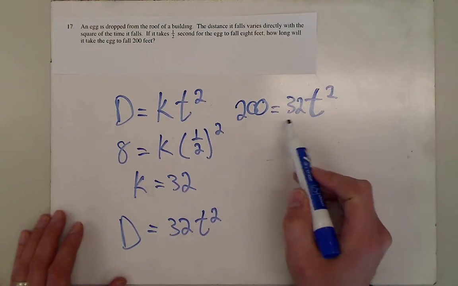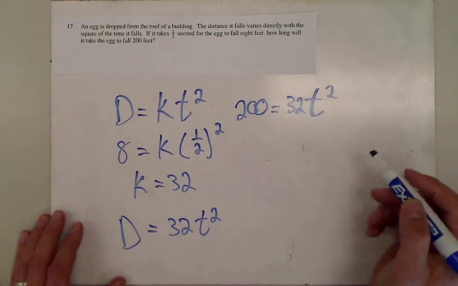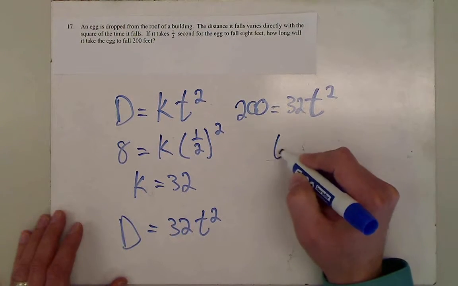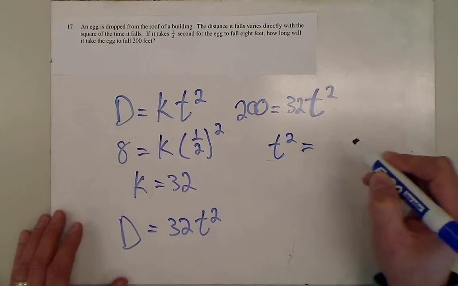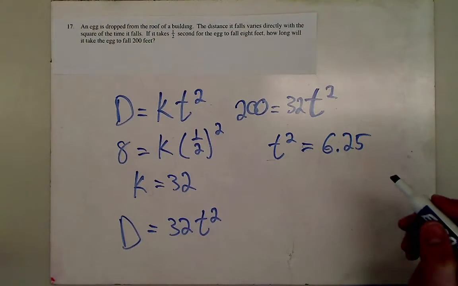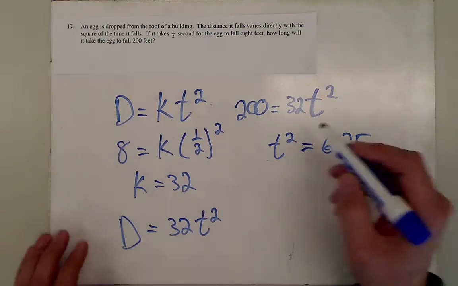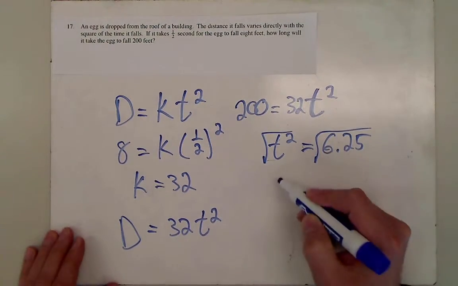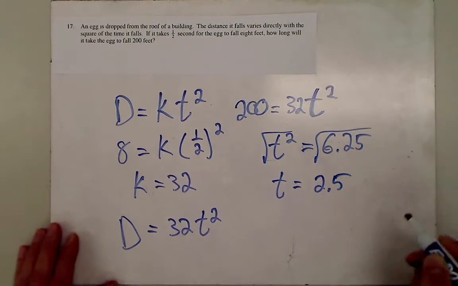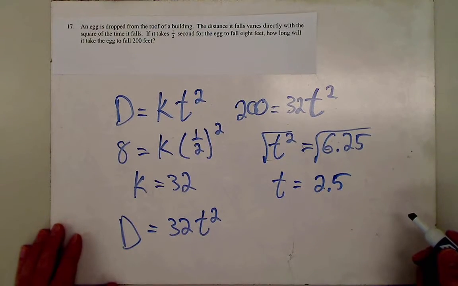So there's distance equals K times the time squared. So I divide by 32. If I do that, I will get, reverse this, so I have T squared equals 6.25. And then if you square root both sides to get the solution, T equals 2.5 seconds. And that's it.